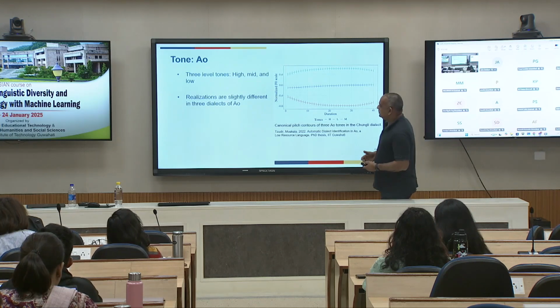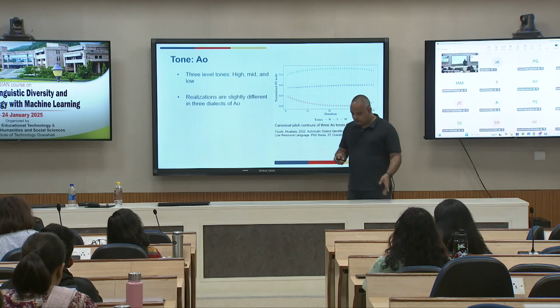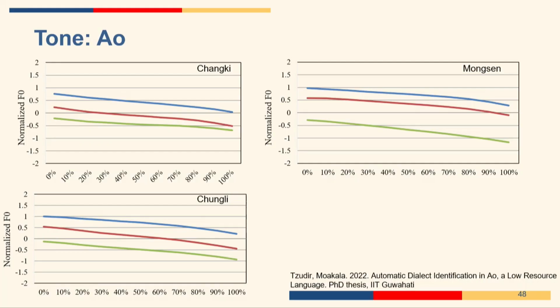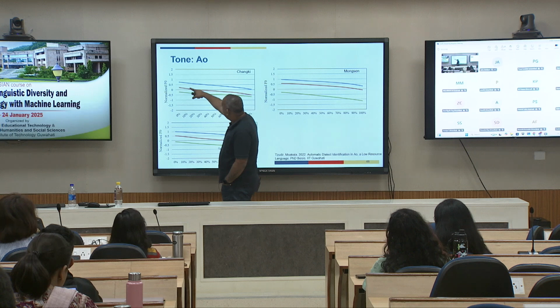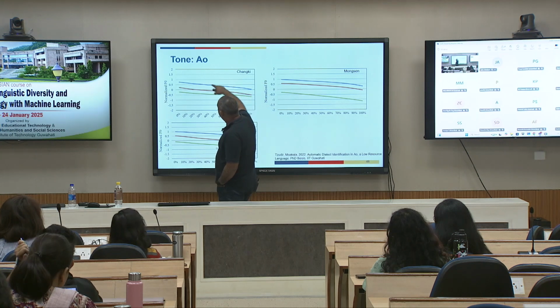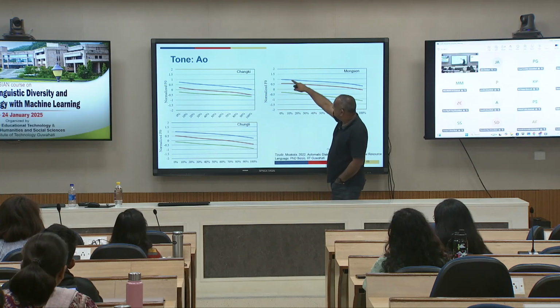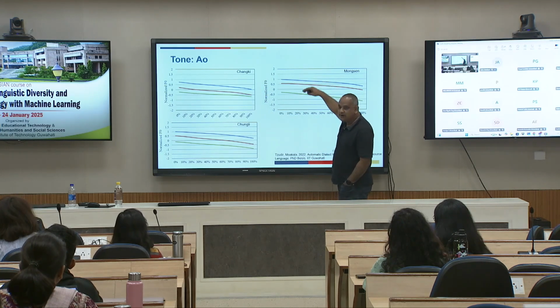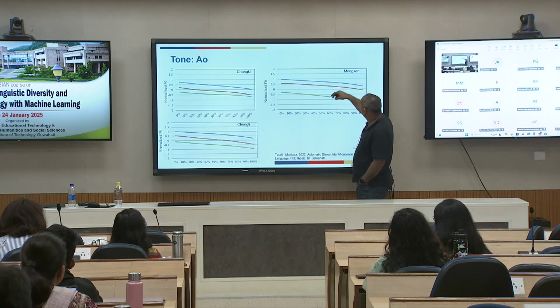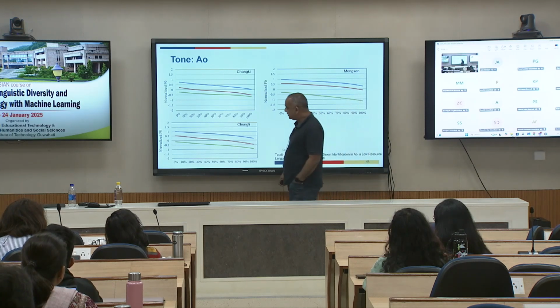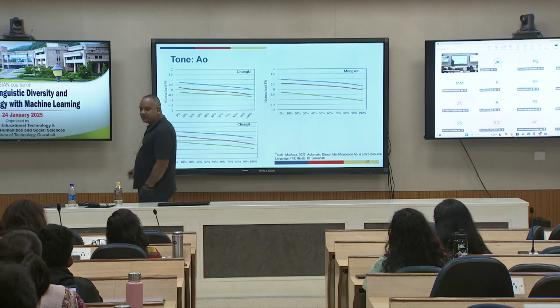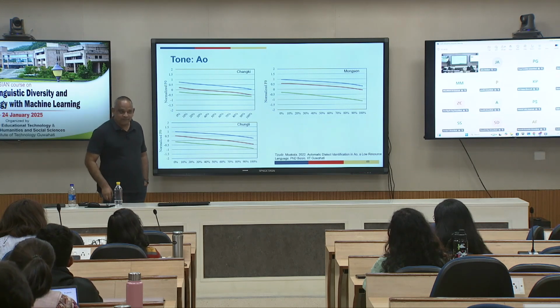So when we look into this realization of the three tones in Ao, this is not a very pretty picture, so sorry about that. But the point is very clear here. Across all the speakers of the three dialects, you can see the high tone is somewhere between 0.5 and 1 for Changki speakers. For Mongsen speakers, it goes much higher, and the difference between mid tone and low tone is much larger for Mongsen speakers, whereas in the other cases the differences are almost equidistant, right?